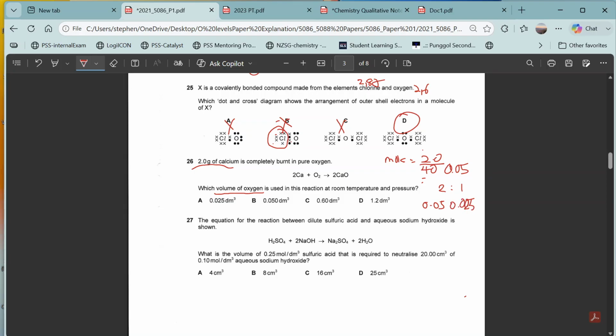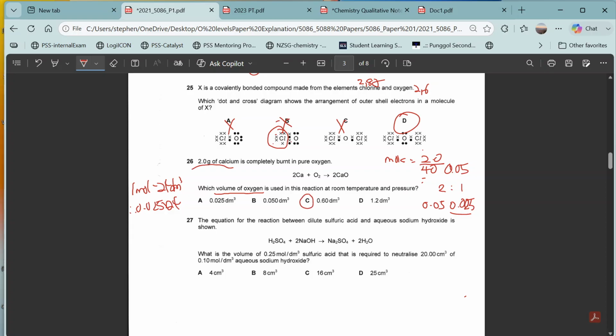But they ask you for volume, so I use another formula to convert this into volume. So I know for gas, 1 mole occupies 24 dm cubed. Therefore 0.025 occupies times 24, and I think my answer is this one, 0.6 dm3.